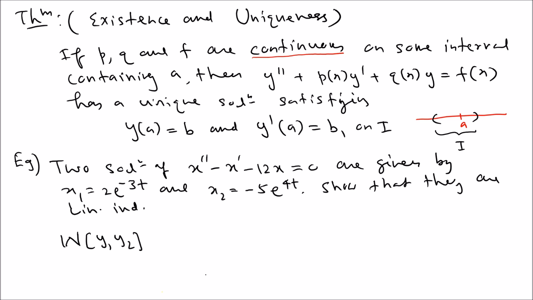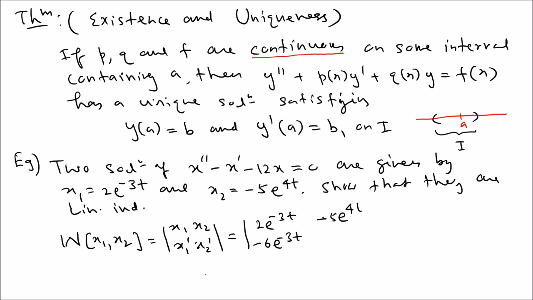Not y1, y2, this is x1, x2. So it's x1, x2, x1 prime, x2 prime. If you plug in 2e^(-3t), we take the derivative, negative 6e^(-3t), and then we have negative 5e^(4t), so negative 20e^(4t). Let's take the determinant again, multiply this first and subtract that. So what do you get?